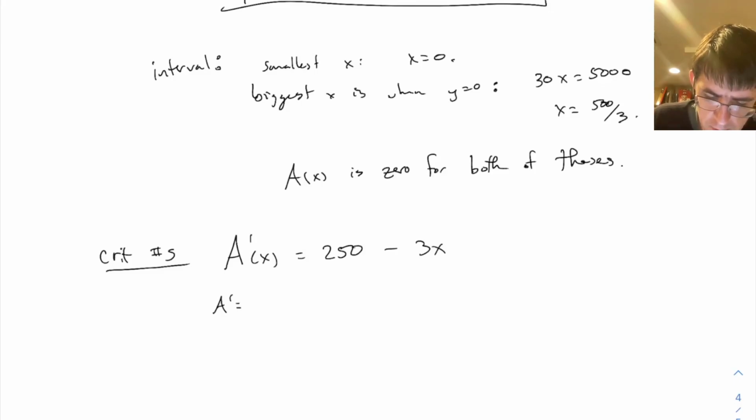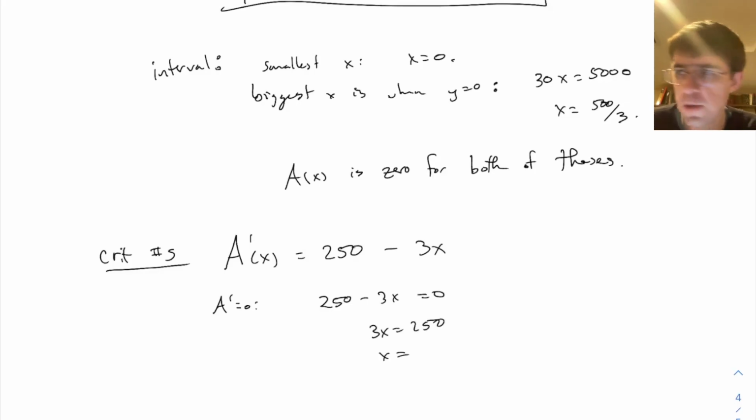A prime equals 0. I go 250 minus 3x equals 0. 3x equals 250. And then x equals 250 divided by 3. I'll type that into my phone here if I can. 83.3 repeating. All right, this is my x value, which is going to give me the maximum area.